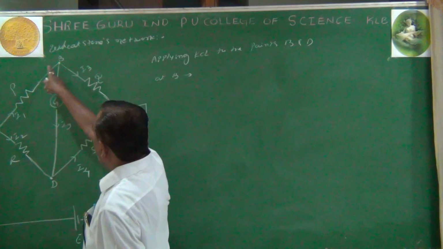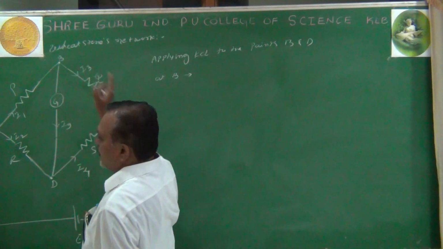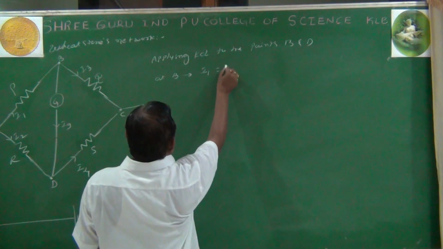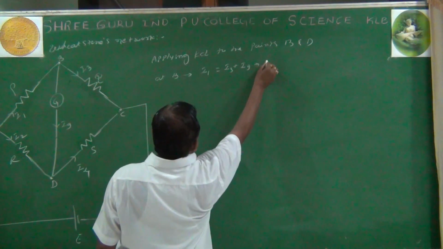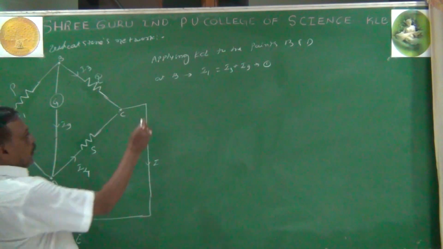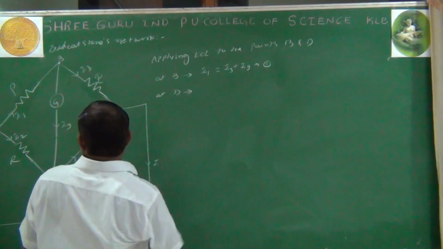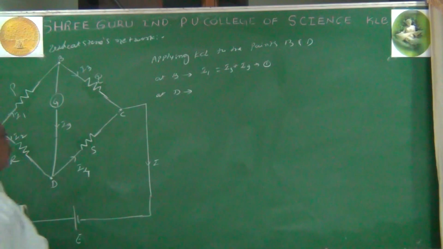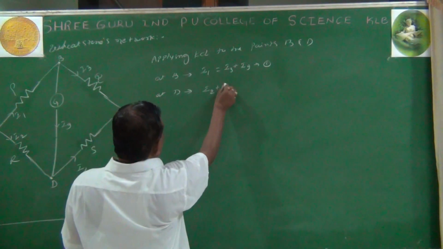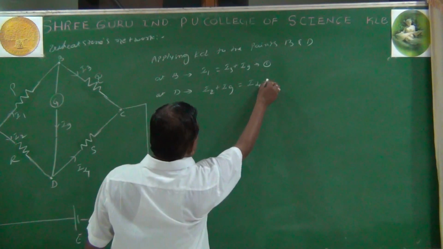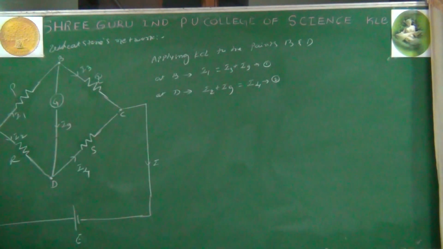What are the incoming currents? I1. What are the outgoing currents? Ig and I3. At B, incoming current I1 is equal to outgoing currents I3 plus Ig. Call it equation number 1. Is it clear? Then, what is the other point? D point. At D, what are the incoming currents? I2 and Ig. What is the outgoing current? I4. I2 plus Ig, these are the two incoming currents to the point D. Outgoing current I4. Equation number 2. Is it clear?